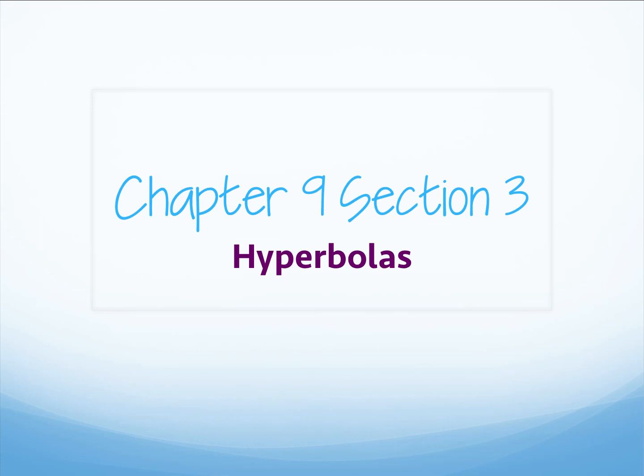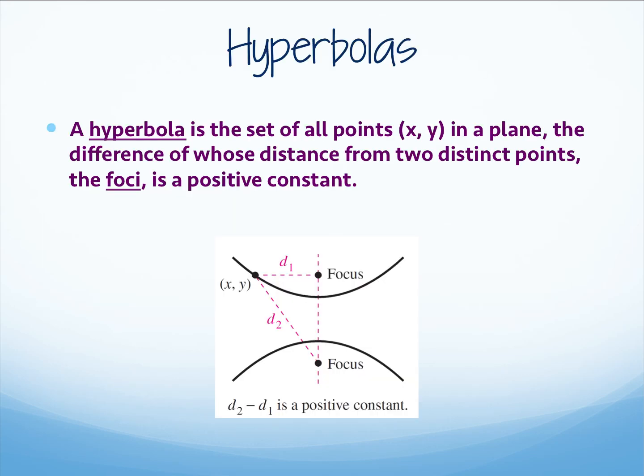9.3, we're going to talk about hyperbolas. So a hyperbola is a set of all points x and y in a plane, the difference whose distance from two distinct points, the foci, is a positive constant. So hyperbolas are kind of similar to ellipses, kind of similar to parabolas.